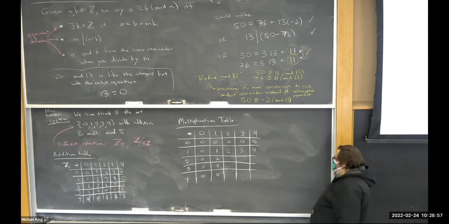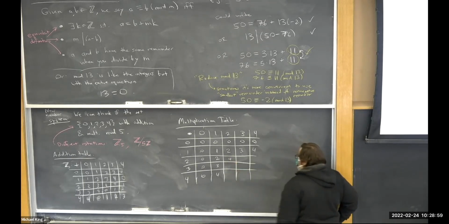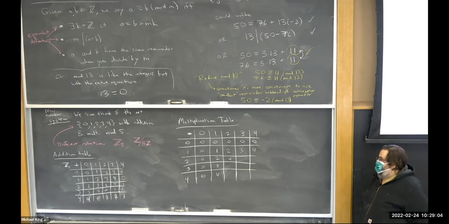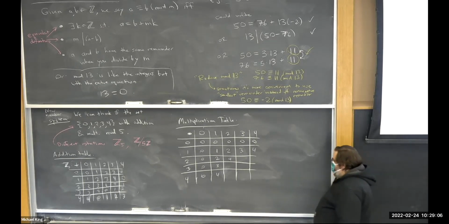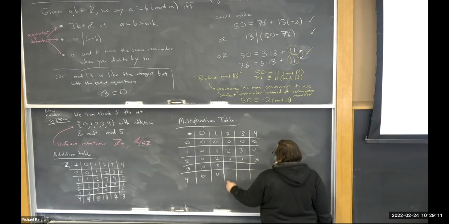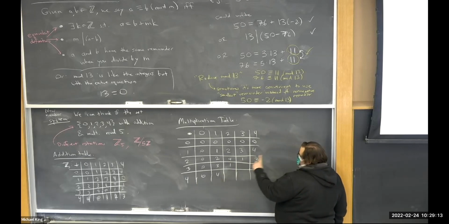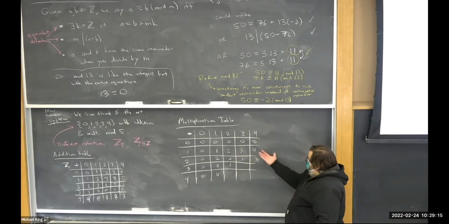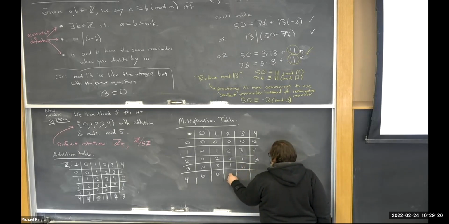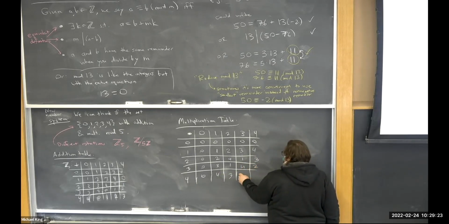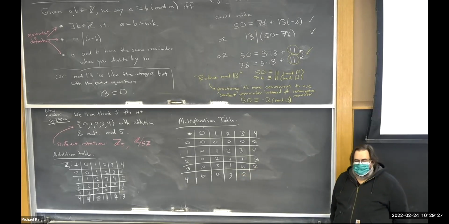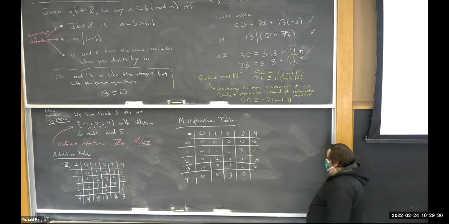2 times 2 is 4. What's 2 times 3? 2 times 3 is 6, which is 1. 2 times 4 is 8, which is 3. Well, these tables are actually symmetric, I guess, across the diagonal, right? 3 times 2 is the same as 2 times 3. 4 times 4 is 16, which is 1.